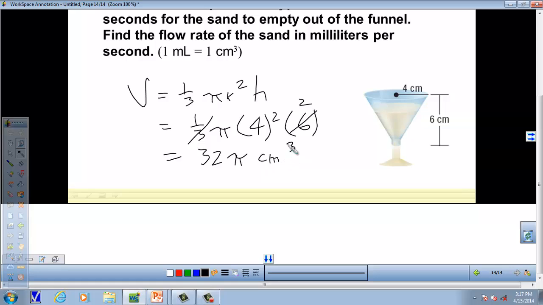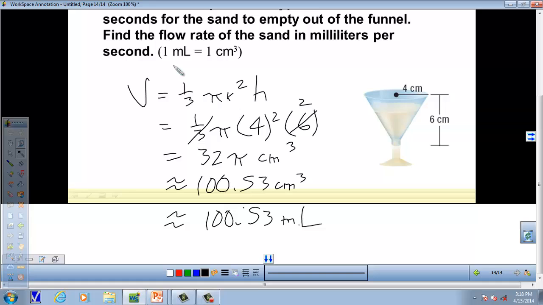If we get our calculator out and figure out what 32 pi is, we get approximately 100.53 cubic centimeters. And remember, this is also the same as 100.53 milliliters, because it says that they're equivalent. And we know it takes 2.8 seconds.